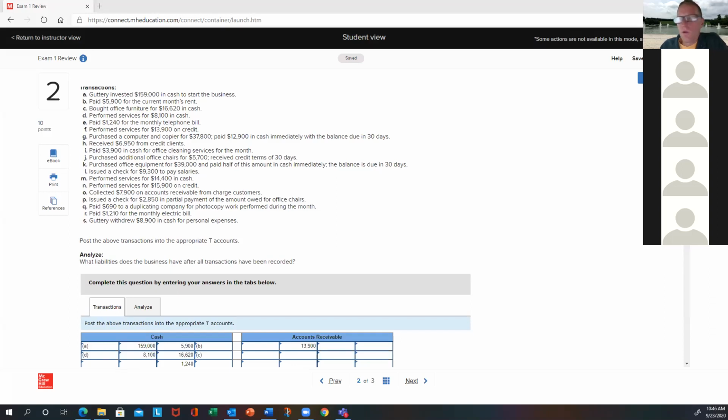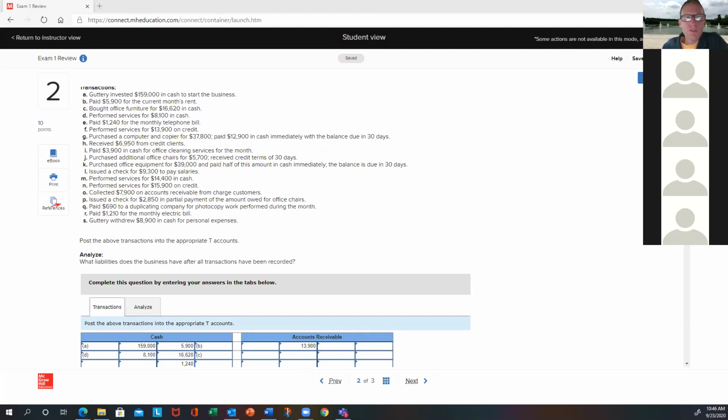All right. Questions on anything so far? All right. Look at letter G. Purchased a computer and copier, $37,800. Paid $12,900 in cash. The balance due in 30 days. So hopefully you're thinking computer and copier is an asset. Cash is an asset. This is paid. We have two assets. And then we've got something else going on here.